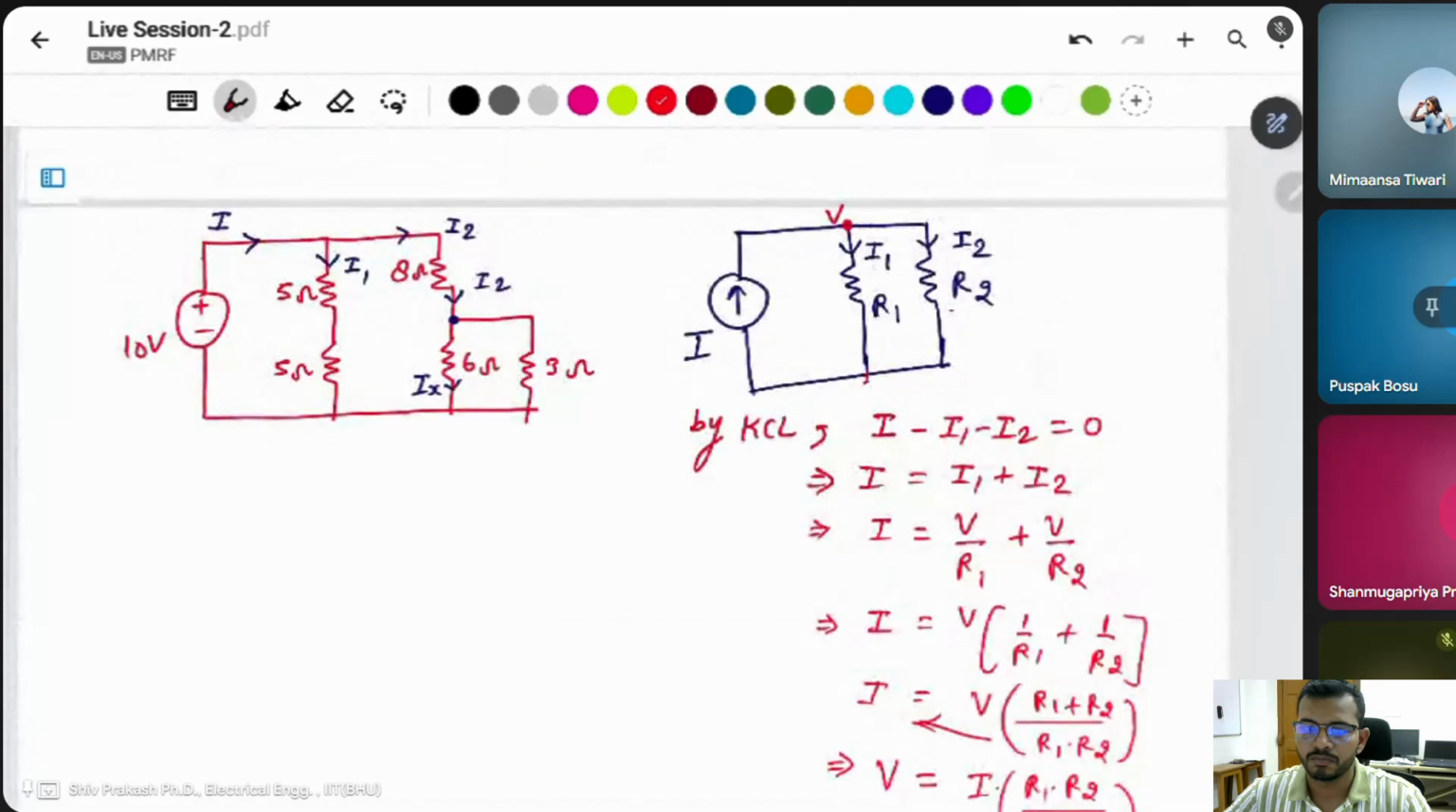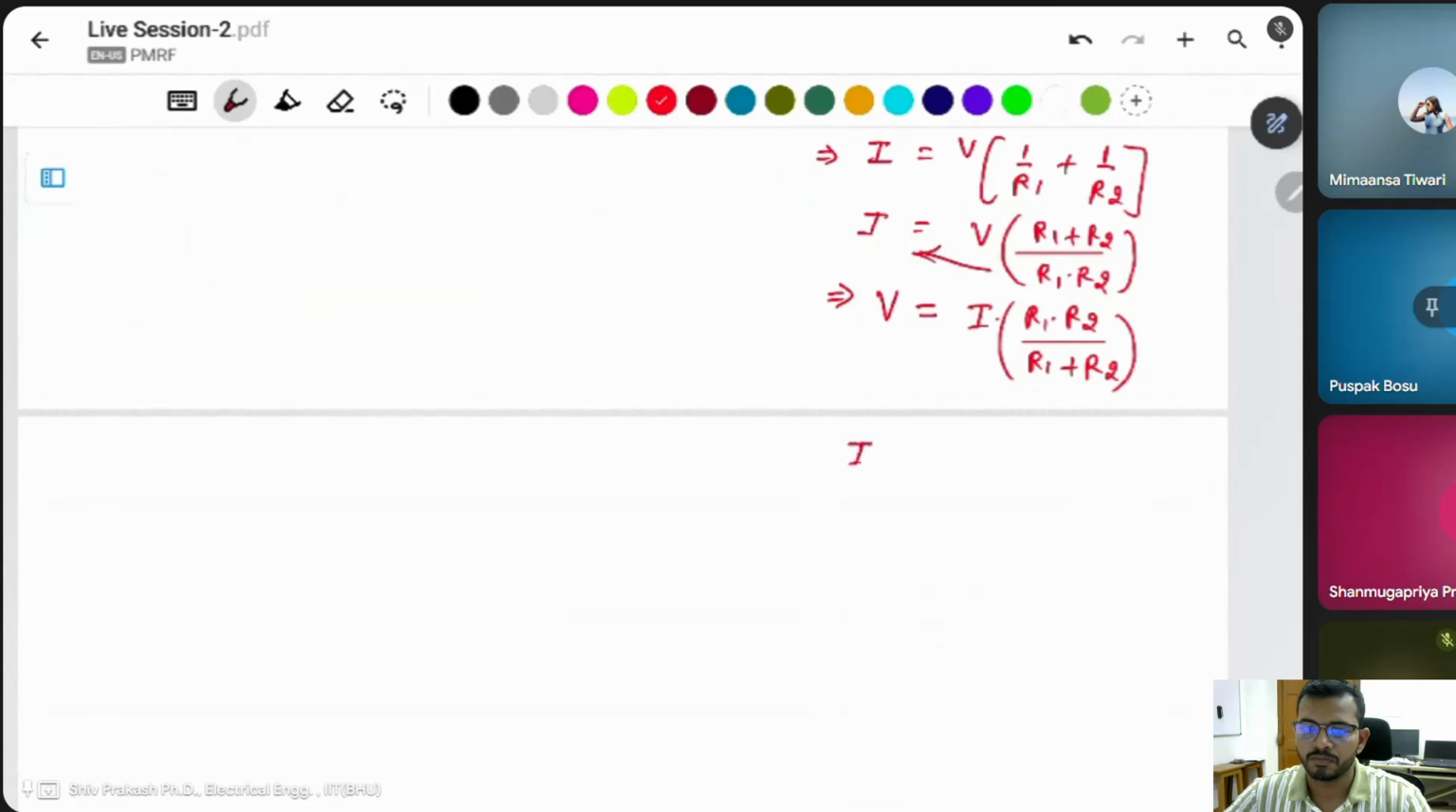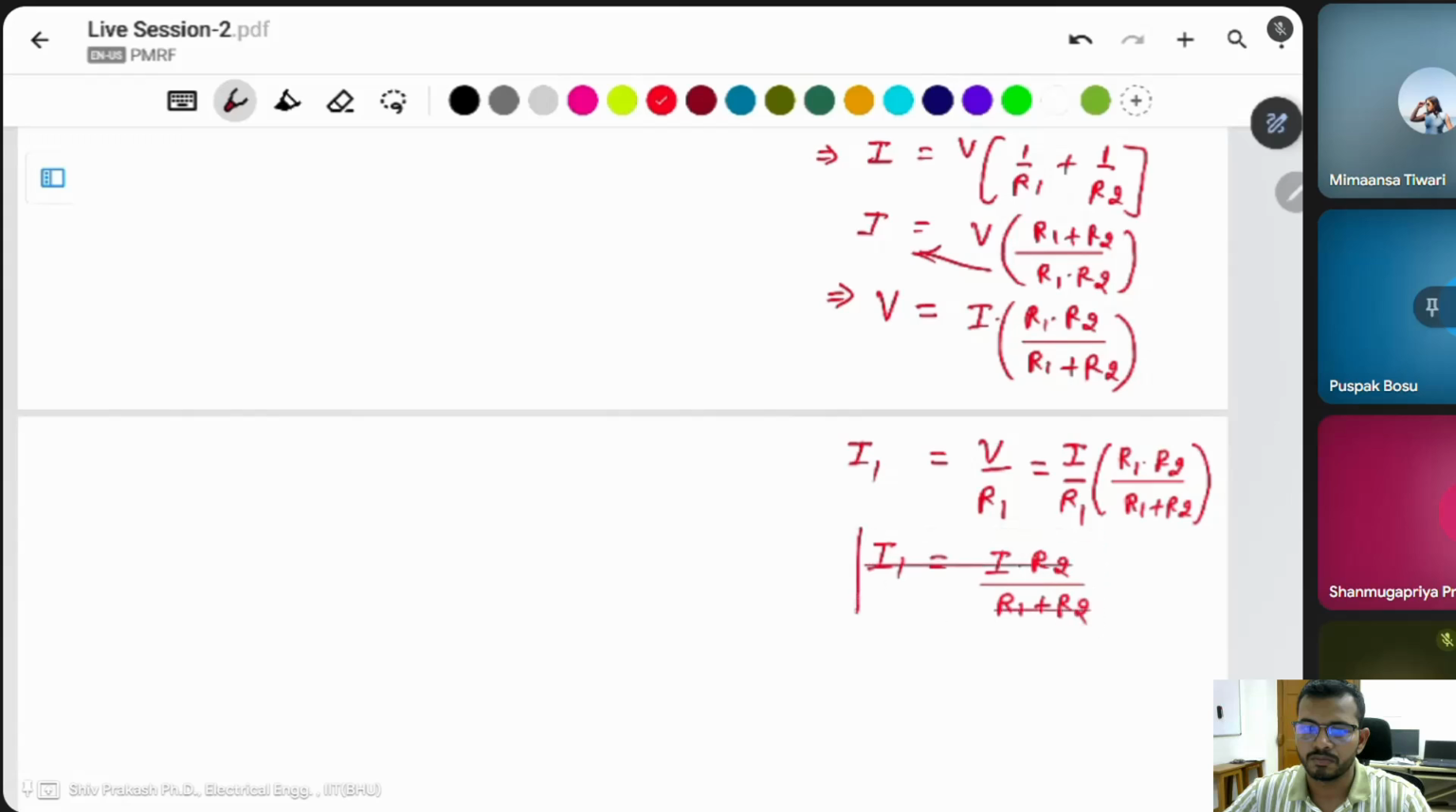Then what is the current I1? I1 is equal to V divided by R1. And what is V? V is I into R1 into R2 divided by R1 plus R2, and this R1 divided by R1 will be cancelled out. I1 is equal to I into R2 divided by R1 plus R2. This is from the current divider rule.